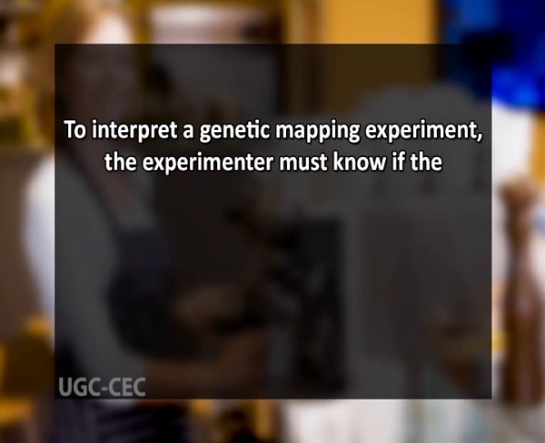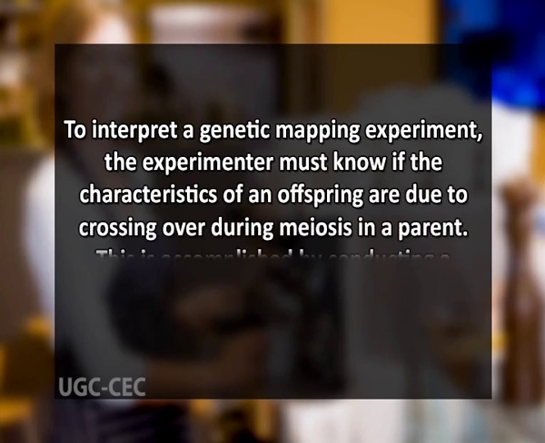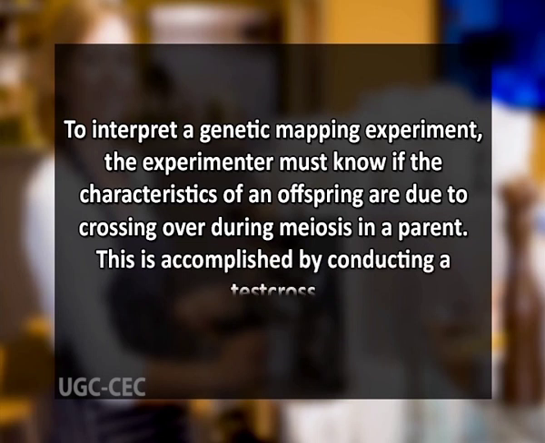If two genes are far apart, many recombinant offspring will be produced. However, if two genes are close together, very few recombinant offspring will be observed. To interpret a genetic mapping experiment, the experimenter must know if the characteristics of an offspring are due to crossing over during meiosis in a parent.